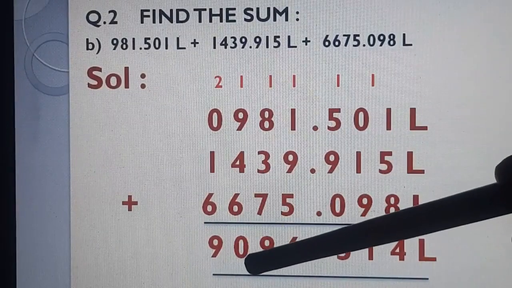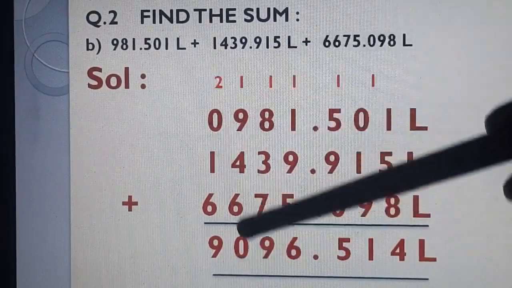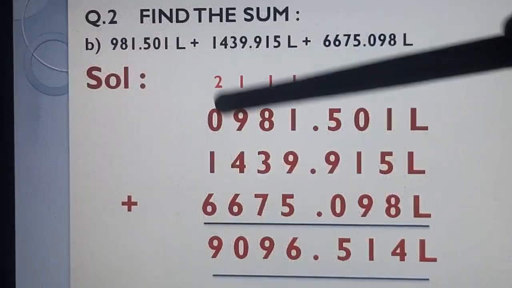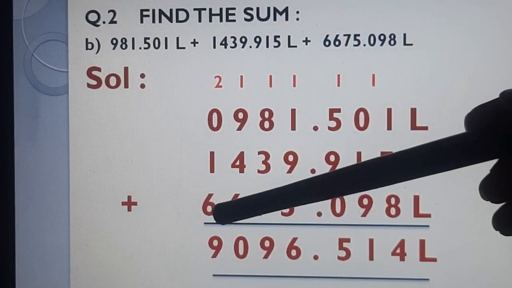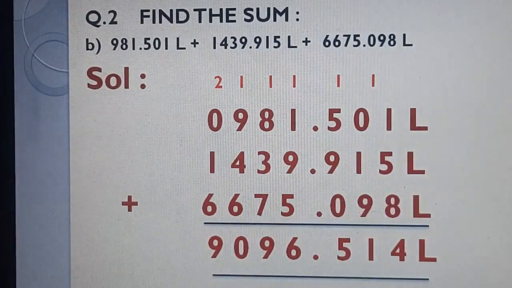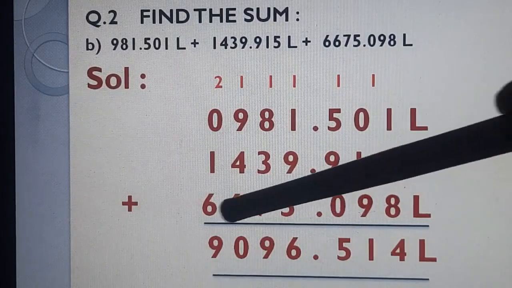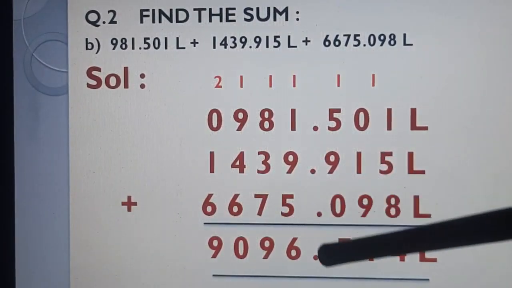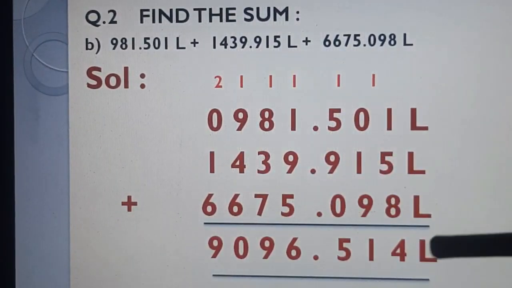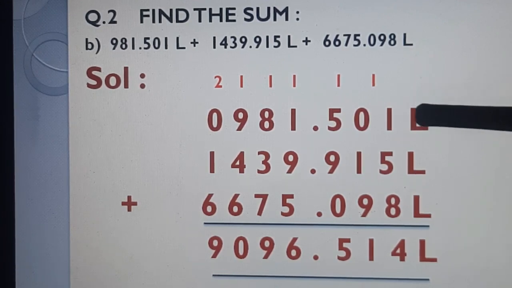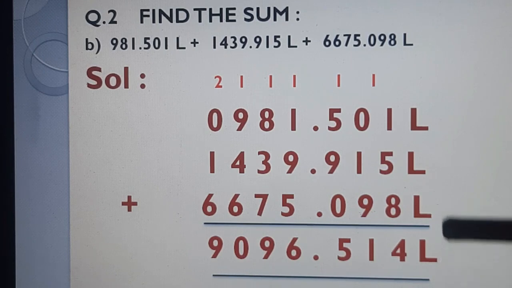19 plus 1, 22. 2 will become carry and 0 will be written. 0, 2 carry. 1 plus 6, 7. 7 plus 2, 9. So our answer is 9096 decimal 514 liter. Liter will be written in all the steps very carefully.